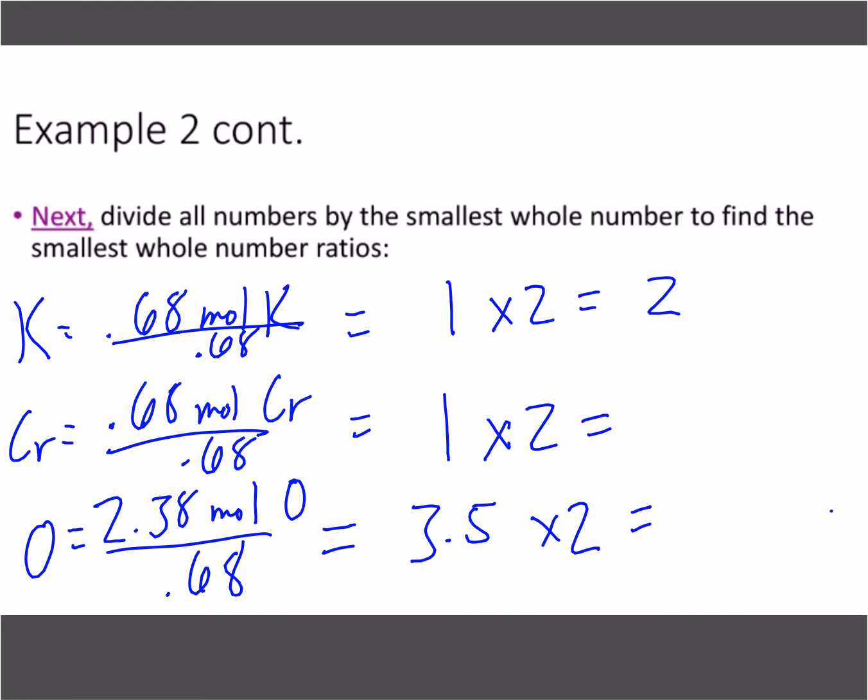So we have 2 Ks, 2 Crs, and how many oxygens? 7. All right? So we multiply to get to a whole number. So my final answer is going to be K2Cr2O7 as my final empirical formula. I'll give a prize to whoever can raise their hand and tell me the correct name of this compound.